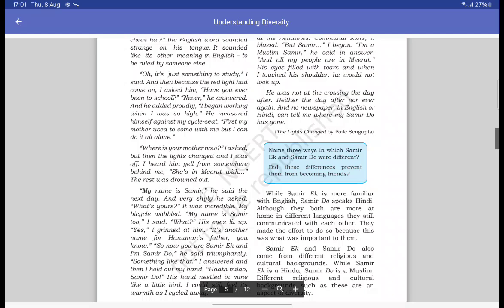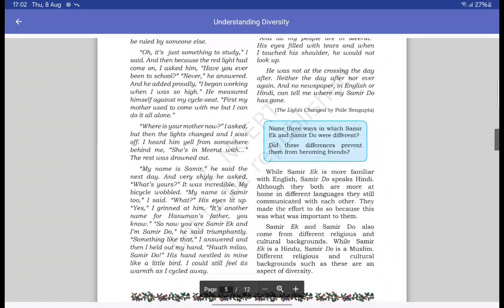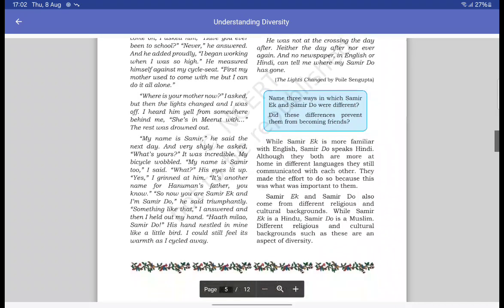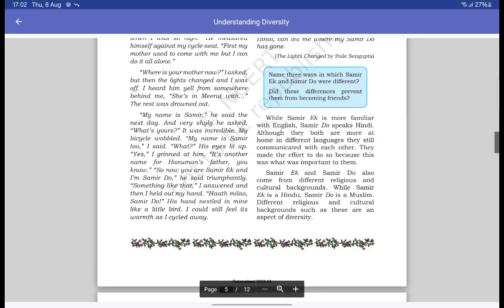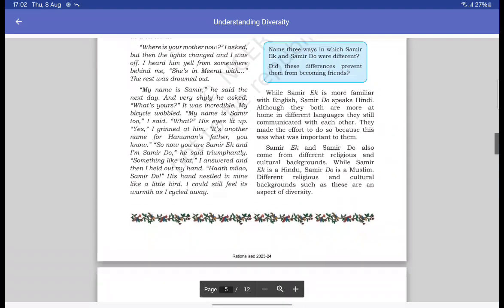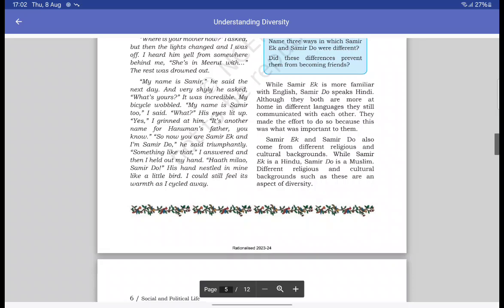And then, because the red light had come on, I asked him, have you ever been to school? Never, he answered. And he added proudly, I began working when I was so high. He measured himself against my cycle seat. First, my mother used to come with me, but I can do it all alone. Where is your mother now? I asked, but the lights changed and I was off. I heard him yell from somewhere behind me. She's in Meerut with. The rest was drowned out.